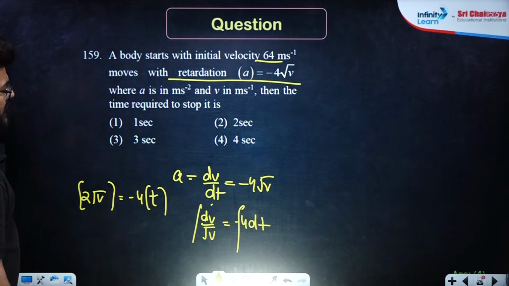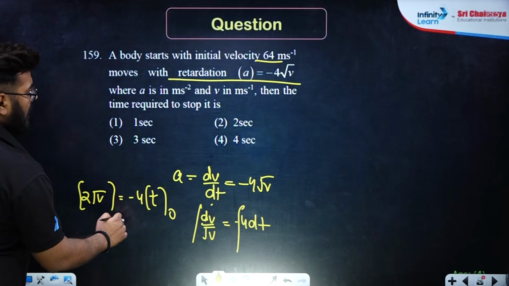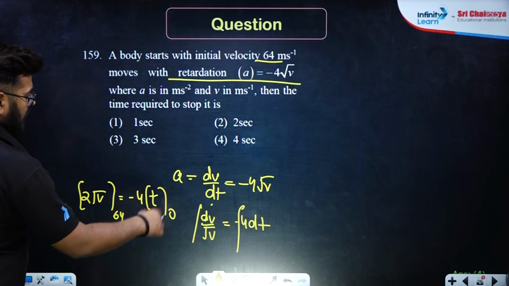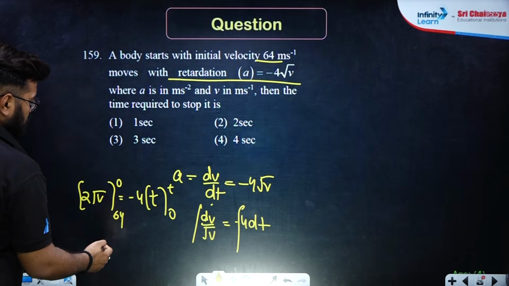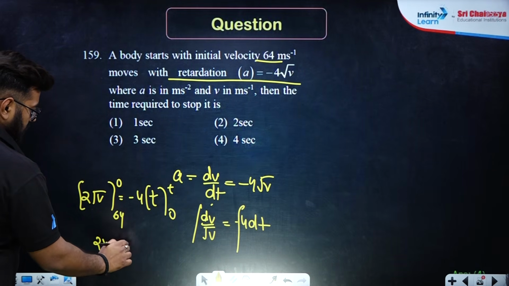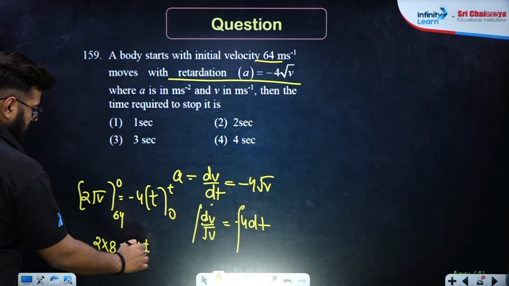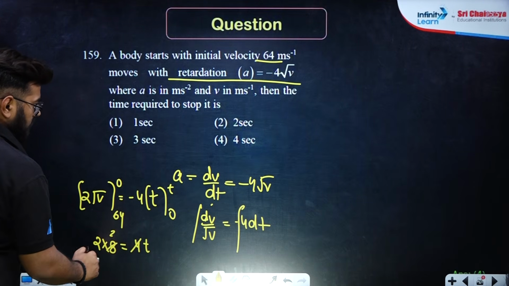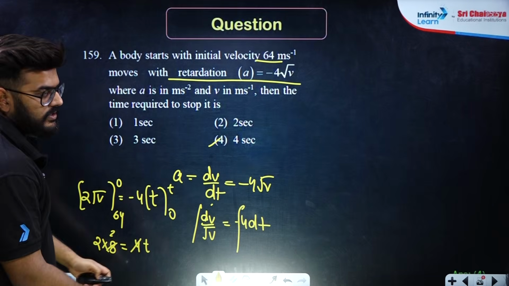Now initially at t equals to 0 I am having 64, and at what time I will have 0? So keep 0. Root 64 is 2 into 8 equals to 4 into t. 4 will cancel to 4, so 4 seconds is the right answer. Option number 4 is the correct answer.